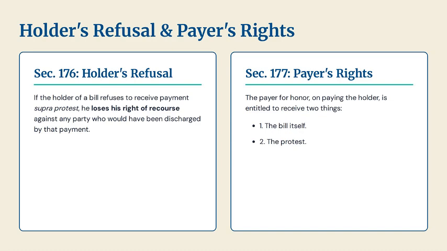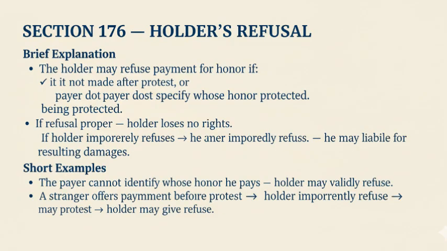Section 176, holder's refusal. If the holder of a bill refuses to receive the payment supra protest, he loses his right of recourse against any party who would have been discharged by that payment. The holder may refuse payment for honor if it is not made after protest or the payer doesn't specify whose honor is being protected. If the refusal is proper, the holder loses no rights. If the holder improperly refuses, he may be liable for resulting damages.